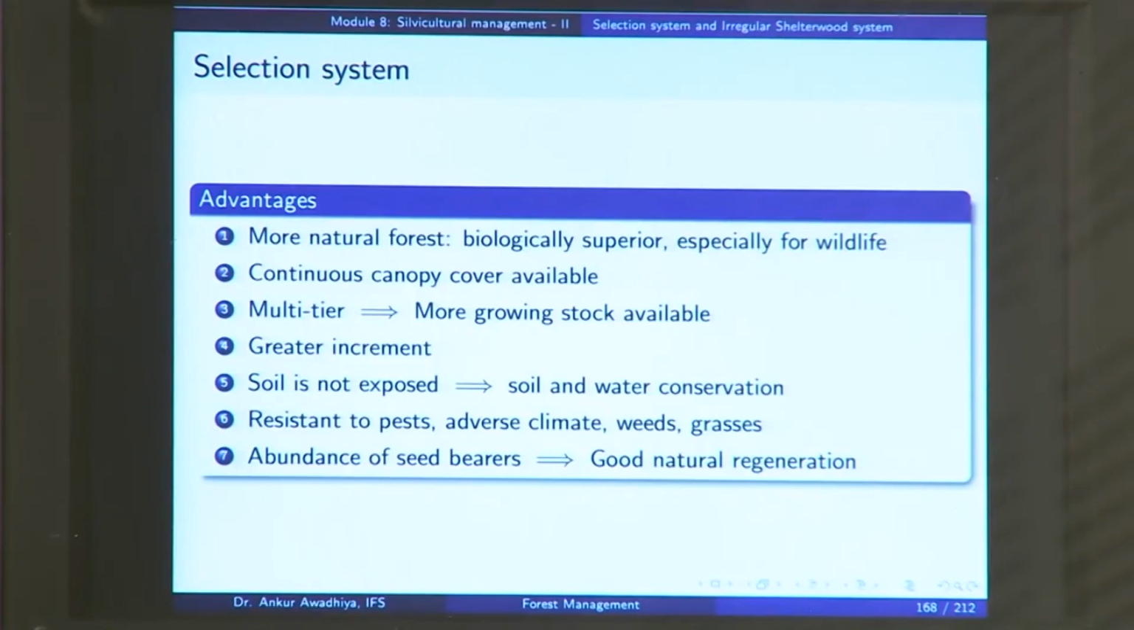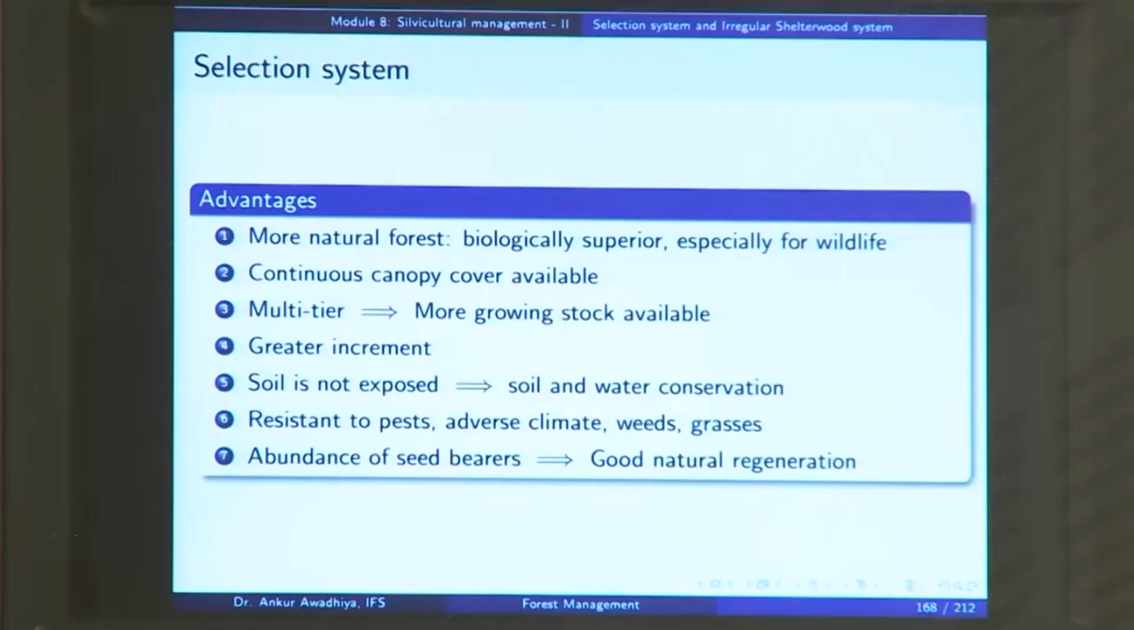So, what are the advantages if you do such kind of a management? The first is that it is a natural forest, it looks natural, it behaves like a natural forest, because even in the case of a natural forest, you will have a large number of young plants, and then as you move up in the age classes, the number of individuals dies, and in the case of a selection forest, you are trying to mimic that condition.